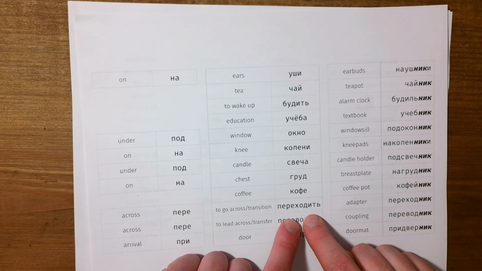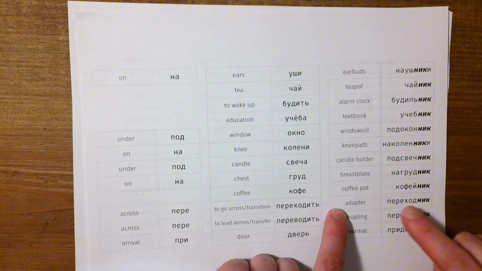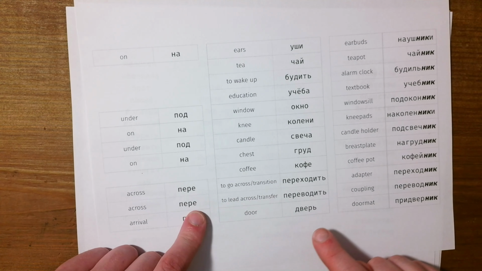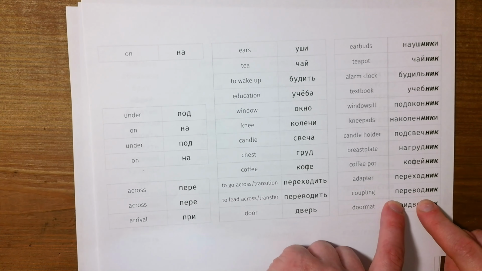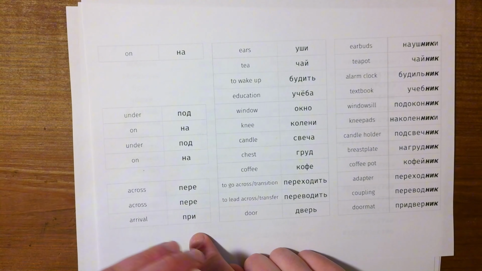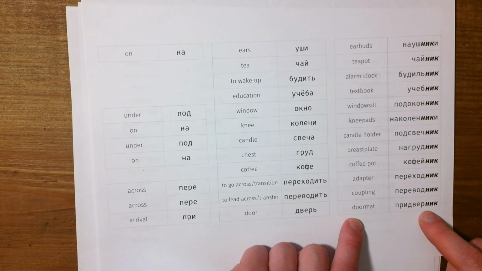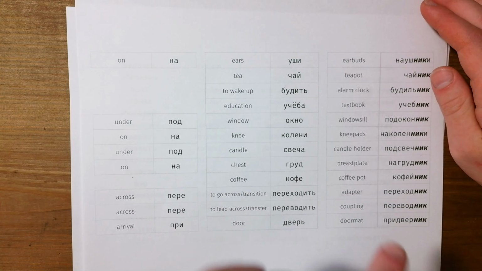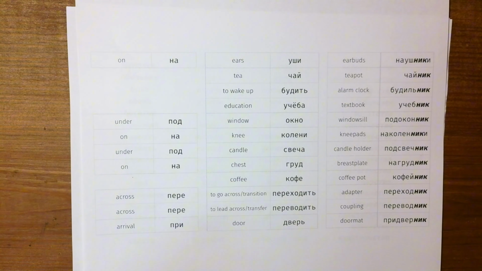Okay, so пере. Across. Переходить. To go across. Transition. Переходник. Adapter. Across. Переводить. To lead across. Transfer. Переводник. A coupling. Or при. Arrival. Door. Дверь. Придверник. Doormat. The Green Owl is not teaching you words nearly as effectively as the study of word formation will. That's for sure.